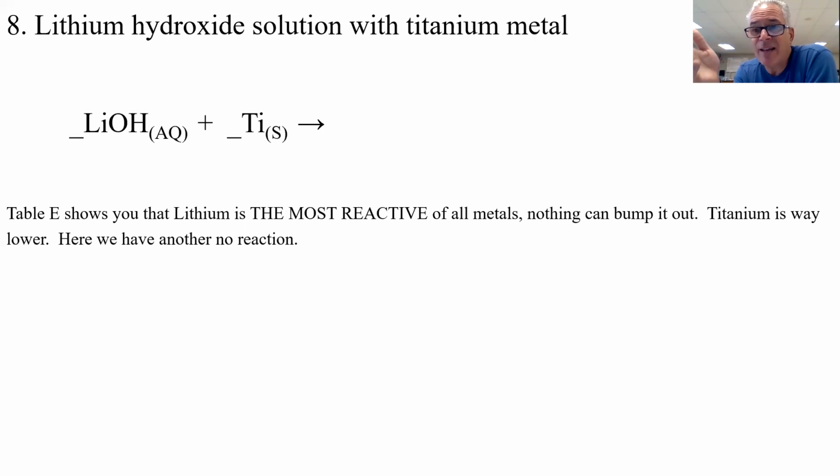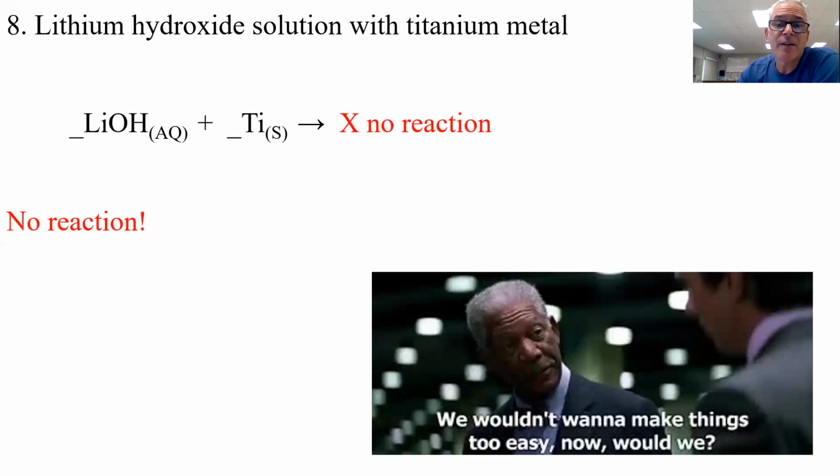Now, obviously, titanium's a metal. Its atoms going into an aqueous solution, the setup for a single replacement reaction. But as it turns out, lithium is a metal and titanium's a metal. They're both on the left. But lithium is literally at the top of the list. Nothing bumps lithium out of the way. So when you put titanium into this lithium hydroxide solution, nothing happens. Nothing happens because the titanium is lower than lithium. Titanium is not reactive enough to bump the lithium out.